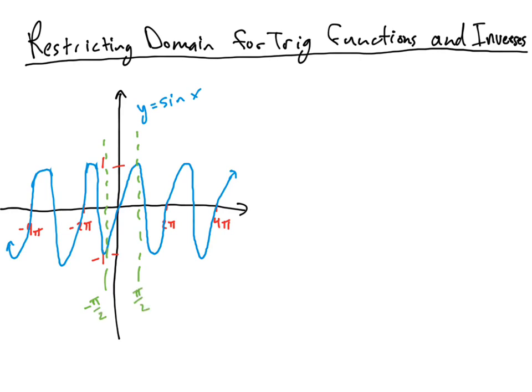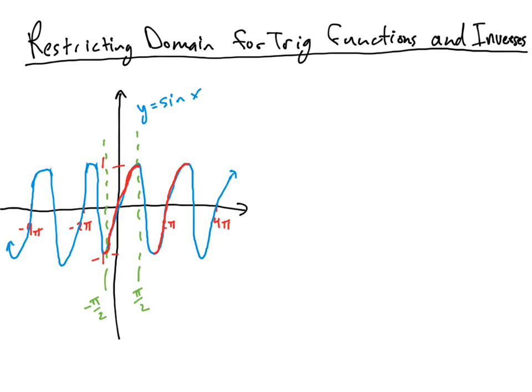Now, the reason we do this is so this part of the graph, let's see if I can draw over this, will now pass the horizontal line test. In other words, this section of the graph is 1 to 1. So now, because this section of the graph is 1 to 1, we can find the inverse of just this section. Now, you may be asking yourself, well, why do we pick this section?